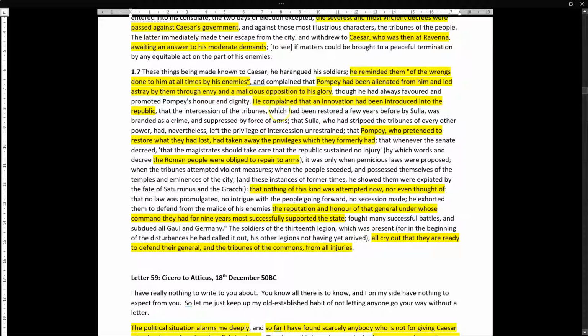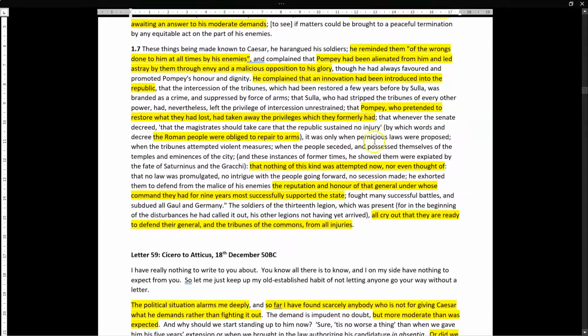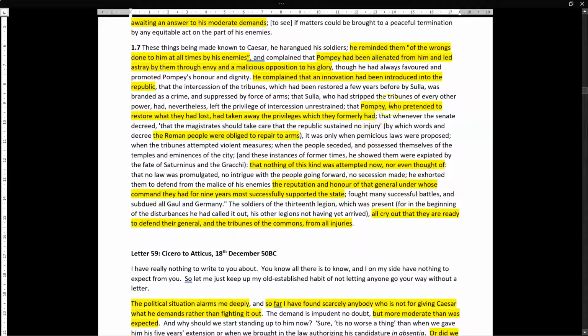Pompey's been manipulated. He complained that an innovation had been introduced to the Republic, basically that the Senate was acting beyond what they should have been doing, and therefore it's their fault. Pompey, who pretended to restore what he'd lost, had taken away the privileges the tribunes formerly had, and that's why the tribunes had fled to Caesar. And the Roman people were obliged to repair to arms. So this was forcing the people to support Caesar in a civil war.